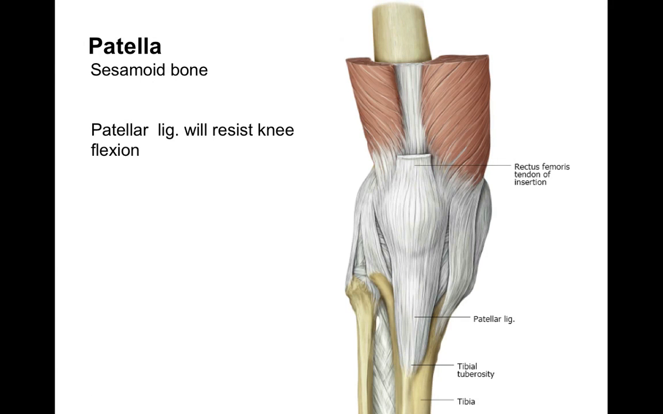Another ligament we'll find at the knee is the patellar ligament, the portion of the knee where the fibrous tissue extends from the patella down to the tibial tuberosity. A lot of people will call this the patellar tendon, where the rectus femoris and the quadriceps femoris muscle group come into the superior aspect of the patella, and the patellar ligament is referred to as the connection from the patella down to the tibia. Due to its position and its attachments, the patellar ligament will resist knee flexion.